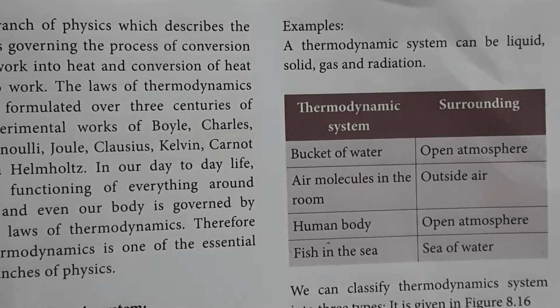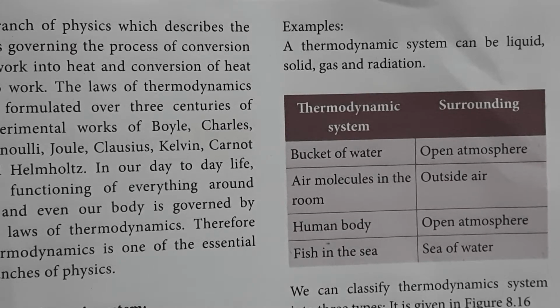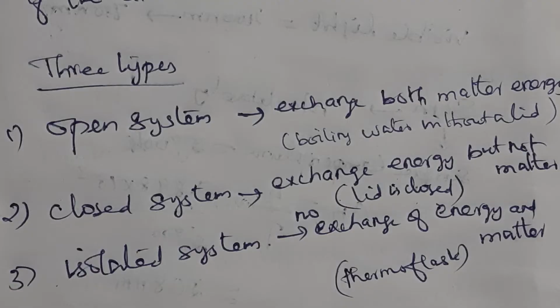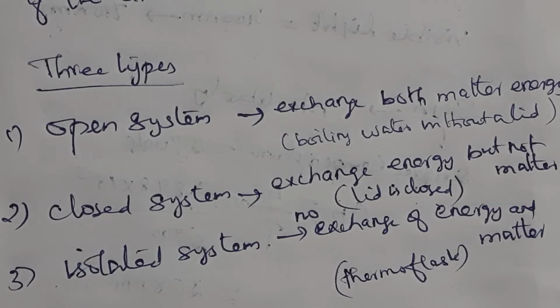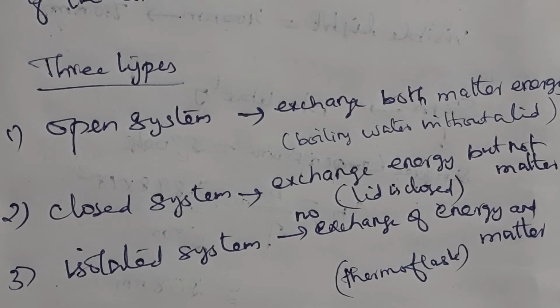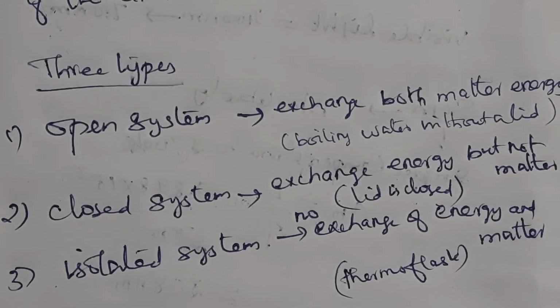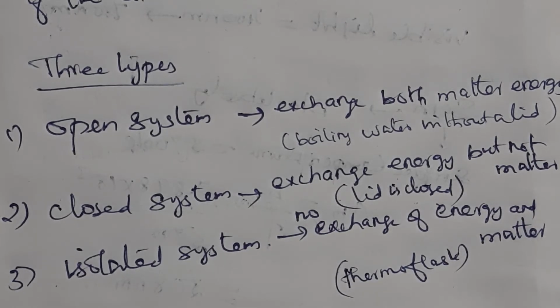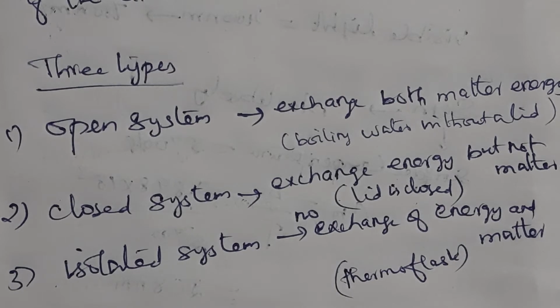Now, there are 3 types of thermodynamic system. What are the different types of thermodynamic system? Open system, closed system and isolated system.